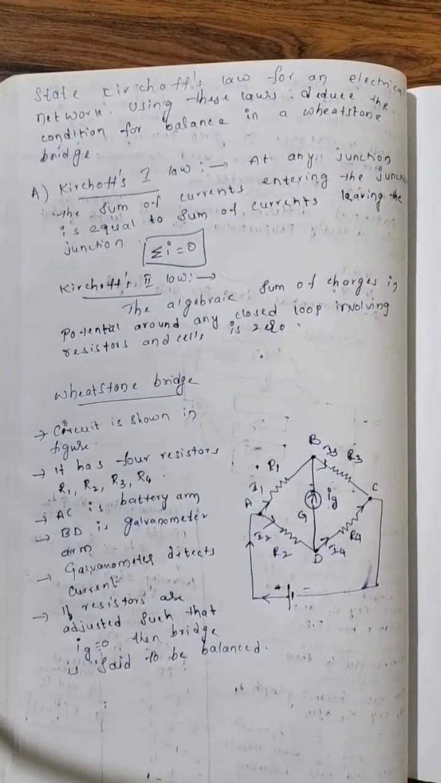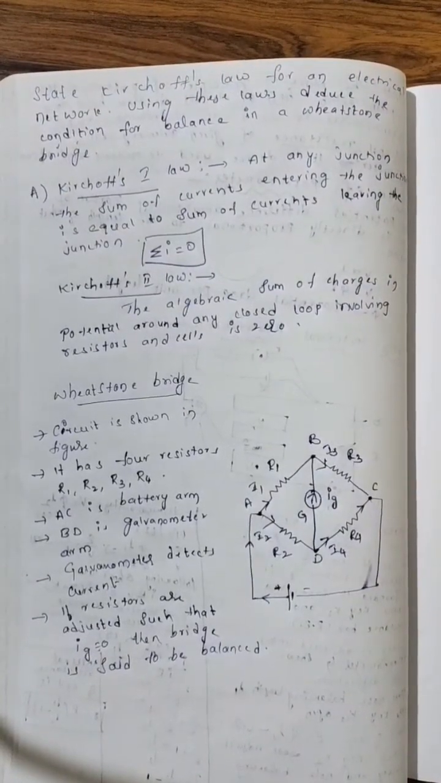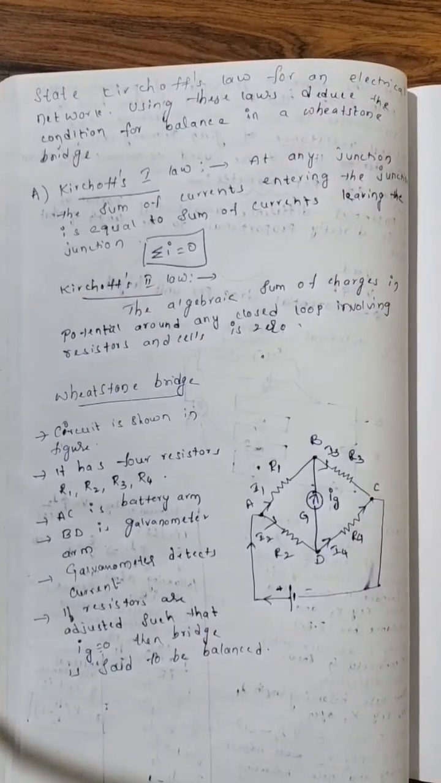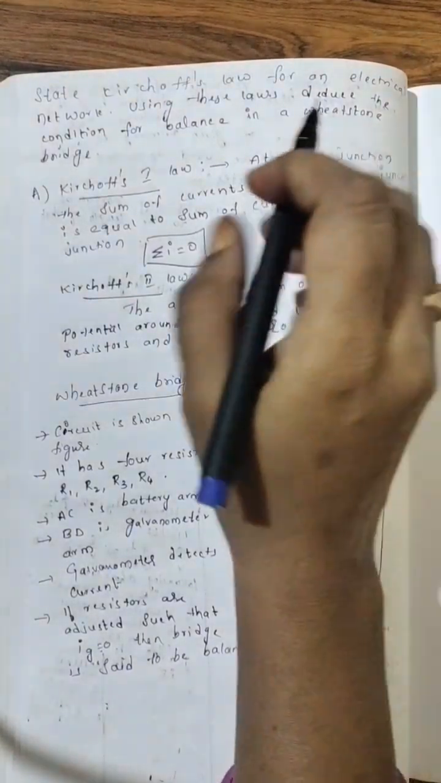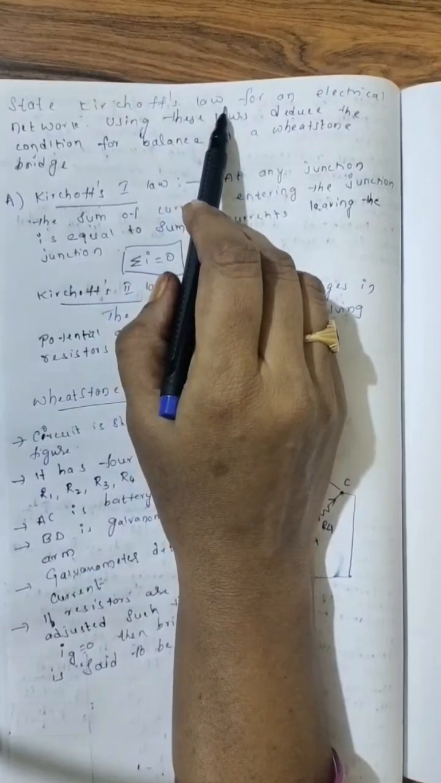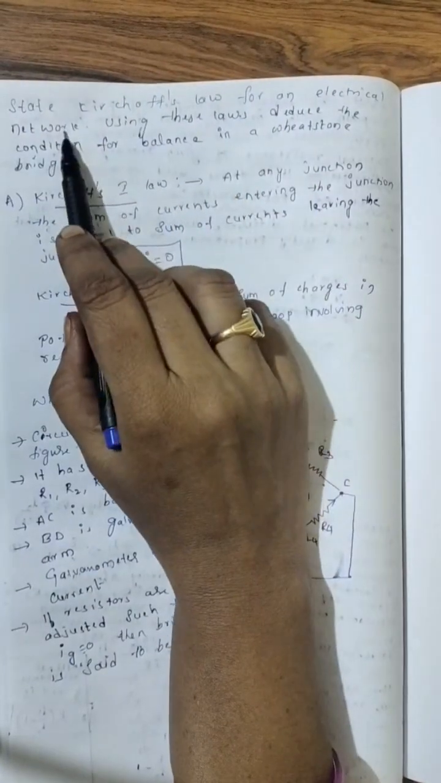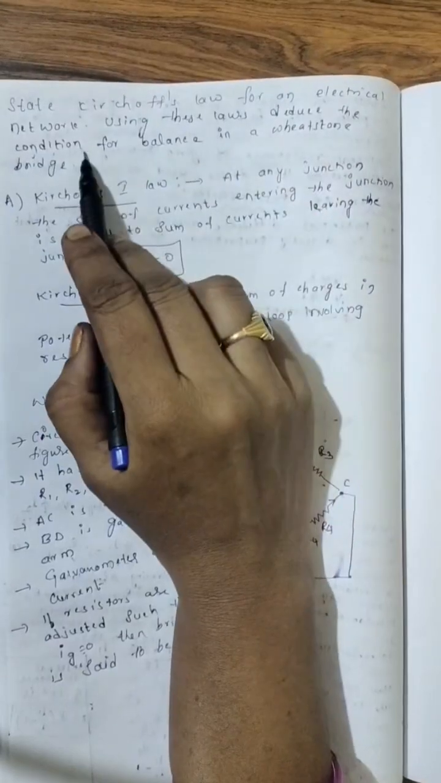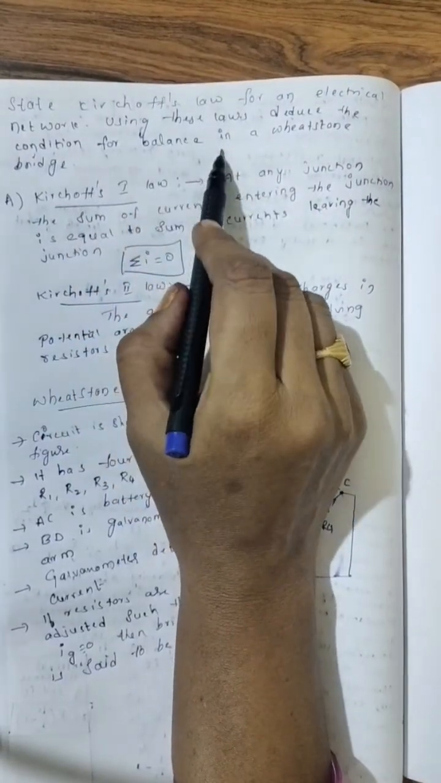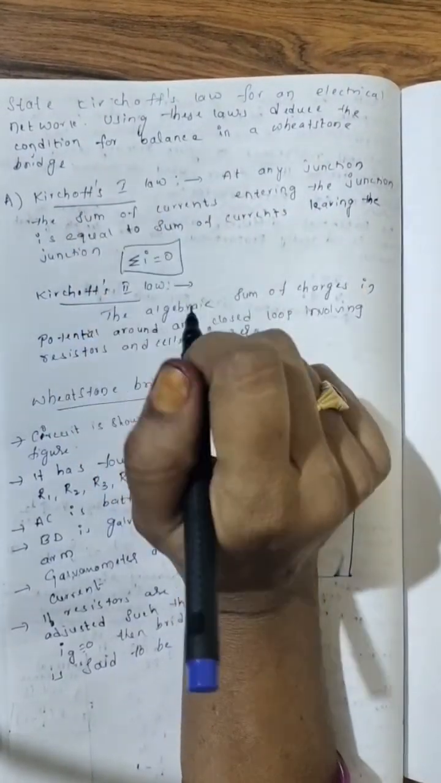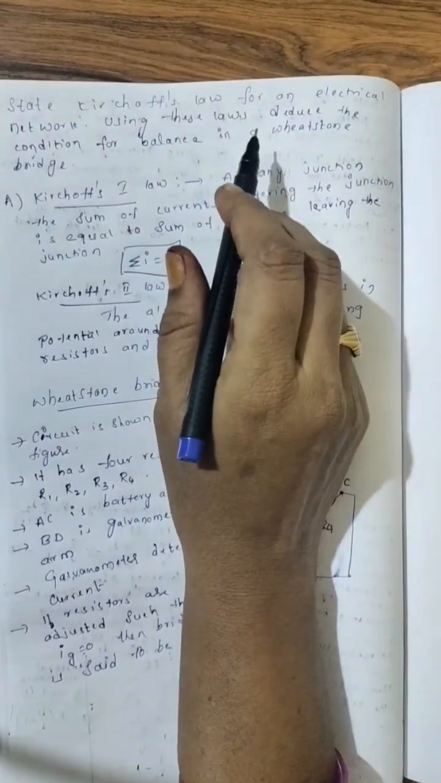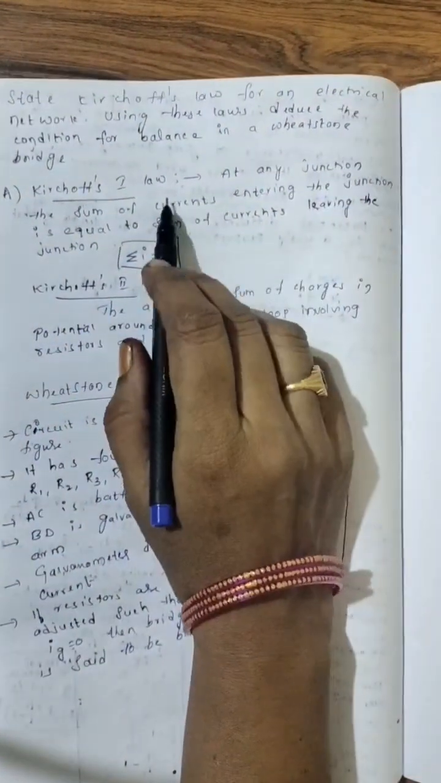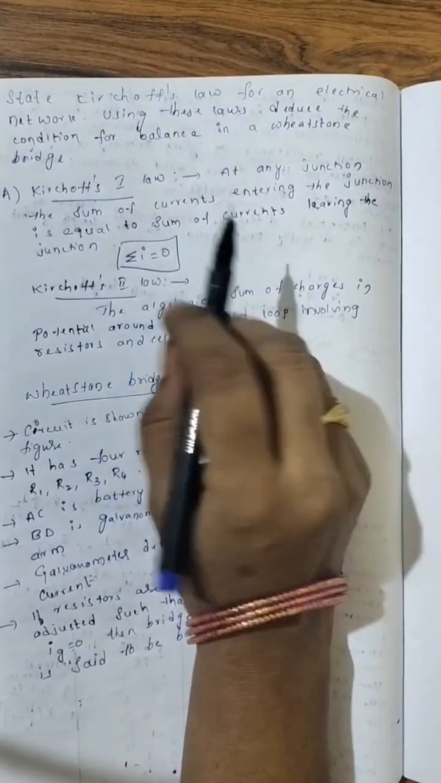Students, in today's video, let us go for the next long answer from current electricity. State Kirchhoff's laws for an electrical network. Using these laws, deduce the condition for balance in a Wheatstone bridge. So for this, first you have to write Kirchhoff's first and second law.